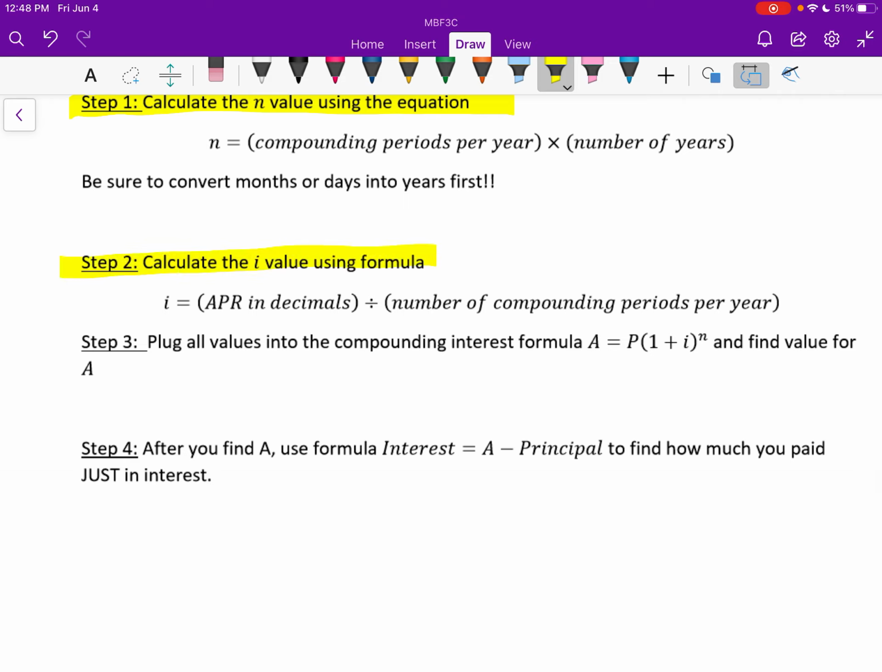You're going to take the APR in decimals and divide it by the number of compounding periods per year. In this situation, I highly recommend that you use that table from lesson 2, the compounding interest table that gives us all of our compounding interest formulas. Okay, then you're just going to take your I, your N, and your P, and plug it into that equation and find the value for A. And if you want to find interest, you're going to do A minus principal.